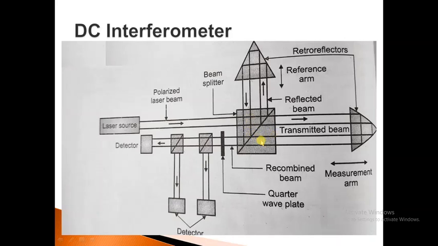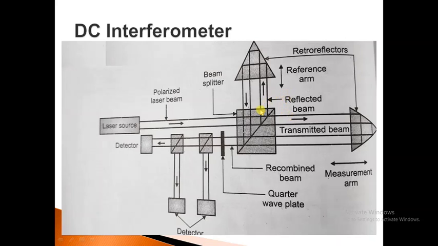The reflected beam is vertically polarized light, and the transmitted beam is horizontally polarized light. So these two beams, the first is the reflected one, the second is the transmitted one. These two beams are referred to as the reference arm and the measurement arm, and they respectively travel to their retroreflectors and are then reflected back towards the beam splitter.